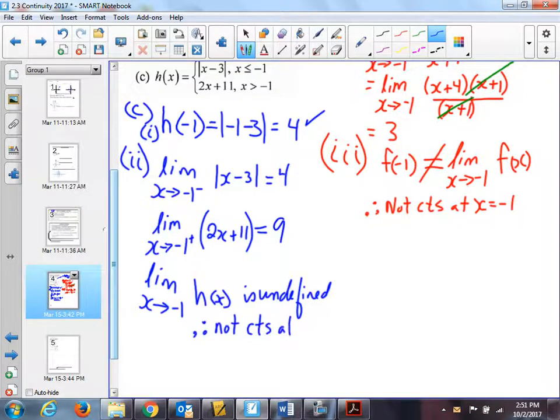Therefore, not continuous at x equals -1. This is only testing at one particular x value in the domain, possible domain.